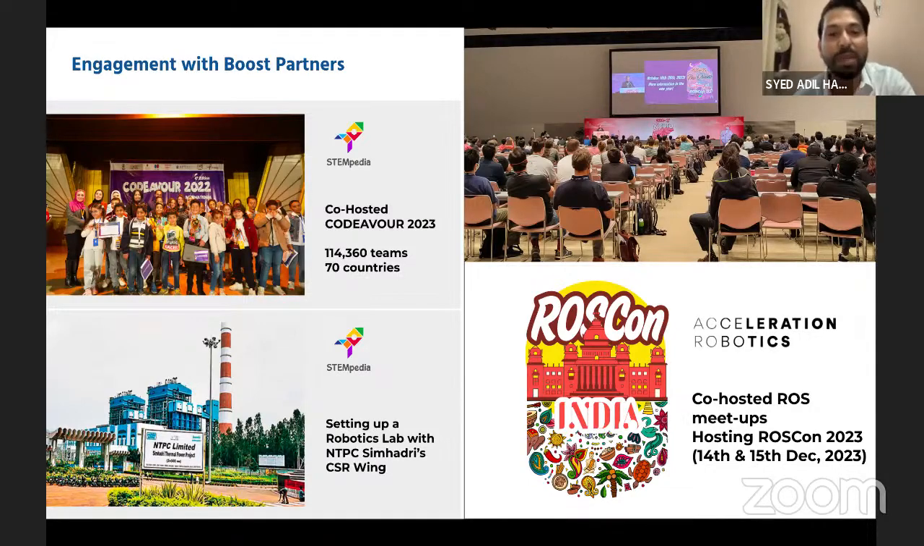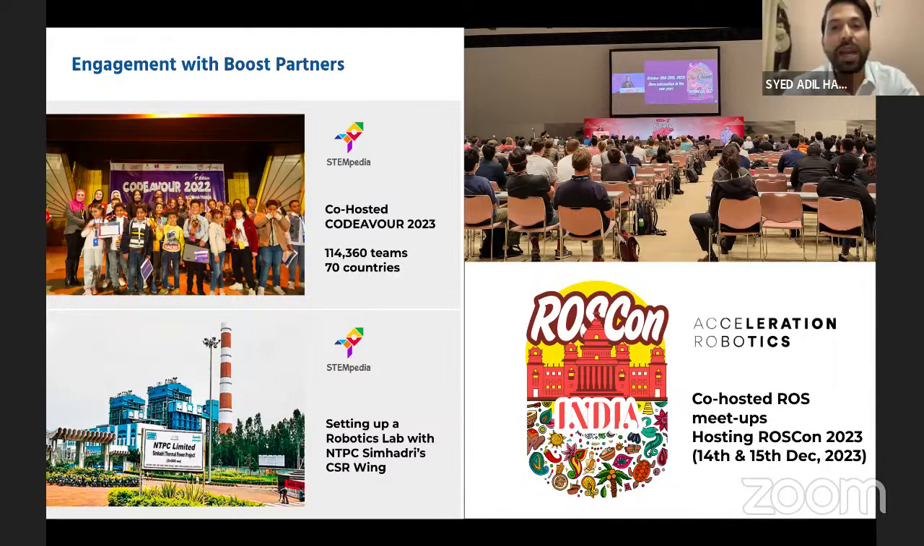The bottom left is Stempedia again, where we are setting up labs for rural parts of India, where we wanted to especially empower girl children in Telangana. We started with that. We found that part very deficient, and most of them showed interest. So with the help of NTPC, we established the first AI lab in Simadri, and we are hoping to open the next 200 labs in the next 3 years with NTPC over the entire pan India.